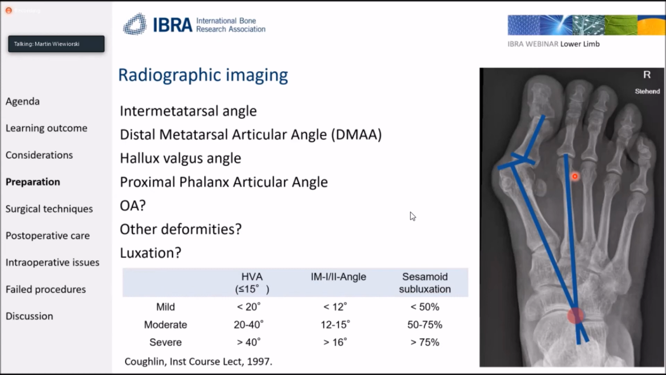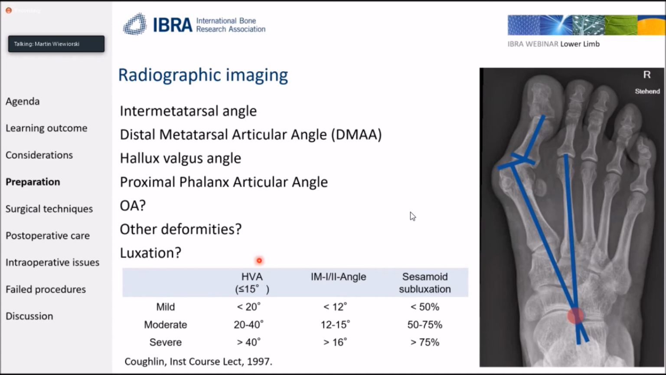You have to check for osteoarthritis, especially of the TMT1 and MTP1 joints, and of course you have to respect other deformities like pes planovalgus. You have to check if there's luxation or subluxation of the joints, not only in the MTP1 joint, but also of the lesser toes. You have to address this in the surgery.